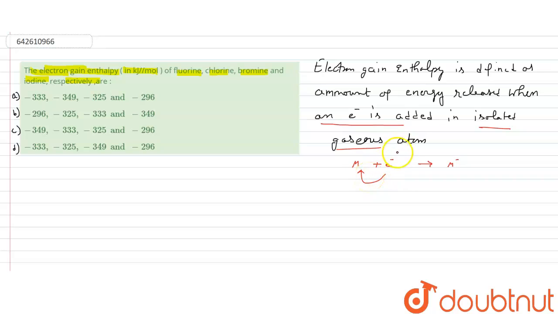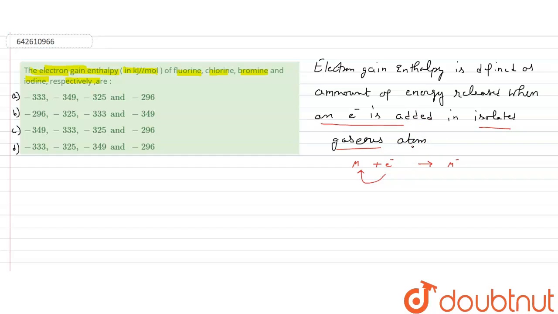And you know that the non-metal has a tendency to accept the electron, or you can say the electronegative element has the tendency to accept this electron, while in the case of metals, they don't have this tendency to accept the electron. So in the non-metals, halogens have a greater tendency to accept the electron. That means halogens have a high electron gain enthalpy.